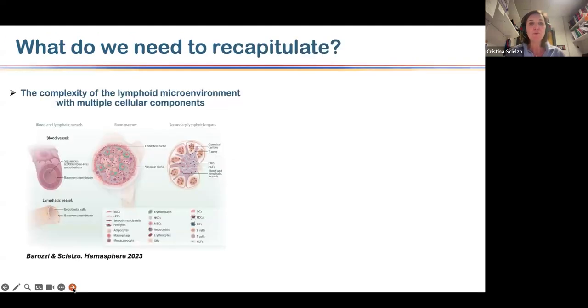So, what do we need to recapitulate? In our case, we need to recapitulate the complexity of the lymphoid environment, but this depends on the disease model you are working on. You really have to consider which is the tissue of interest and also the multiple cellular components that are part of the tissue. In our case, mainly the bone marrow and the lymph node, but probably in your case, other tissue with the relevant cell types that contribute to the cancer.